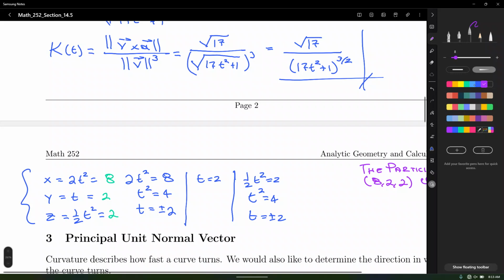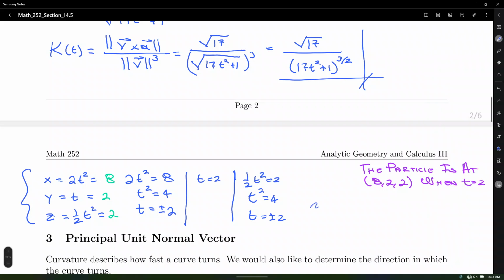So all we do is go back and use the result we got from before. That is kappa of 2 equals the square root of 17 divided by (17 times 2 squared plus 1) raised to the 3 halves. And what is that? 2 times 2 equals 4. 17 times 4 is 68, plus 1. That's going to give us the square root of 17 over 69 raised to the 3 halves.